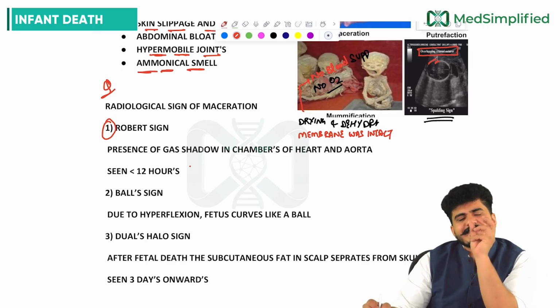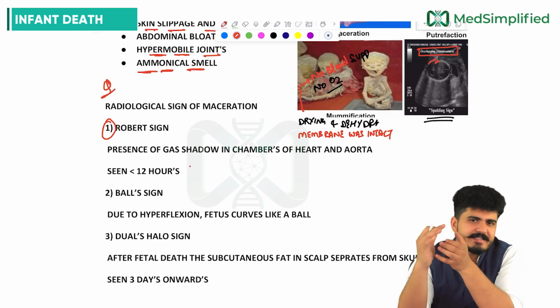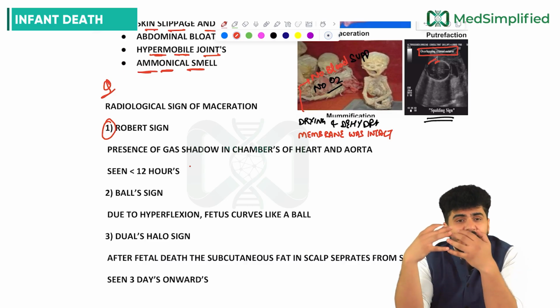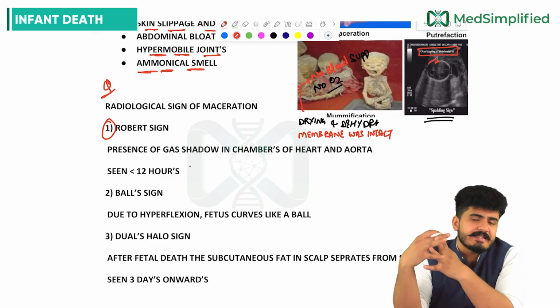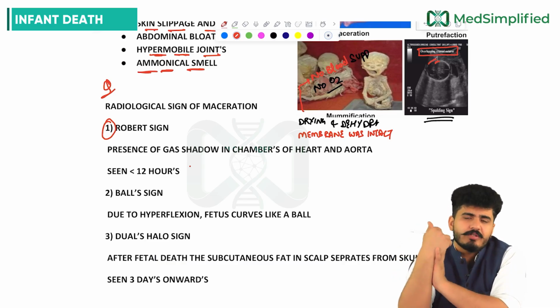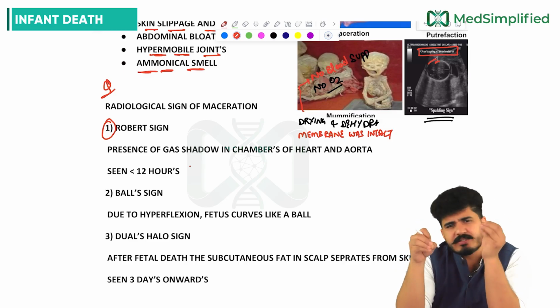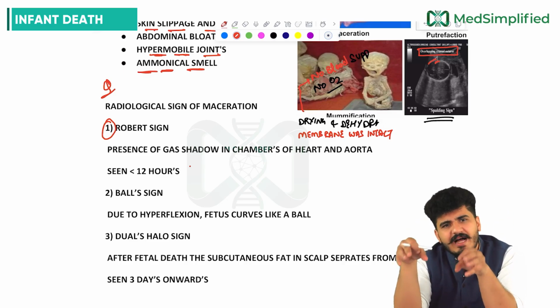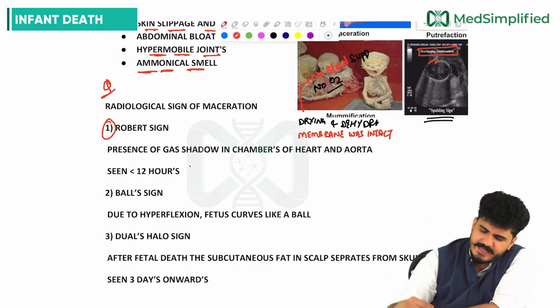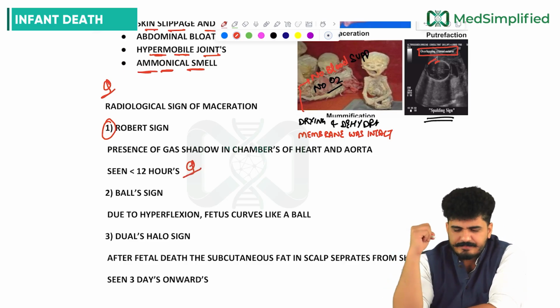If there is a gas shadow present on ultrasound, we can find it in the chambers. On USG gases look black, and on X-ray also gases look black, while fluid looks grey. So there is a presence of gas shadow in the chambers of the heart and the aorta, and this is seen in less than 12 hours.